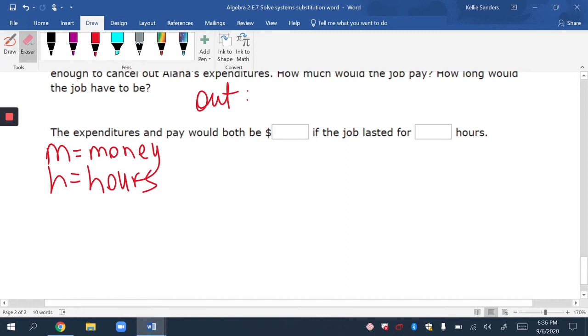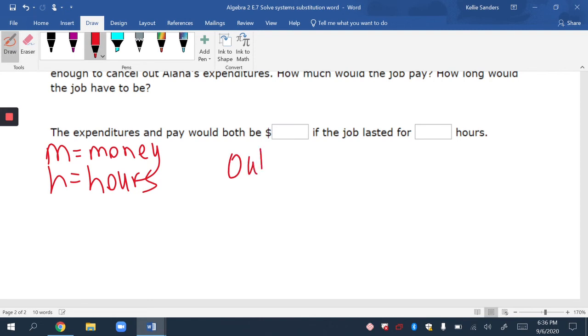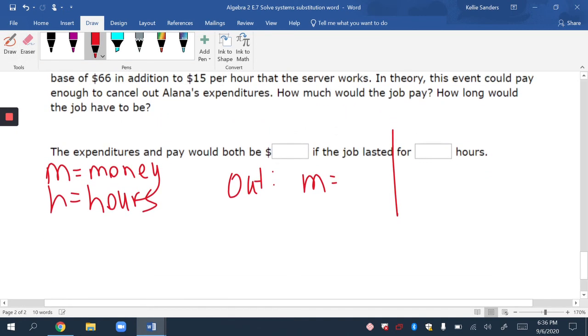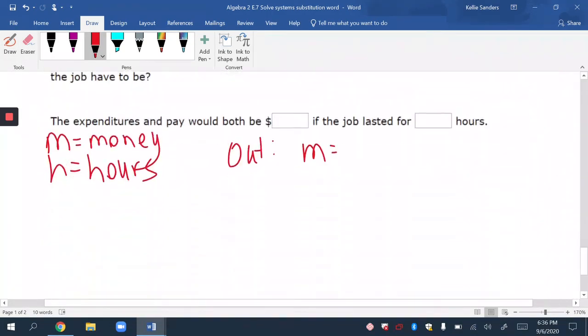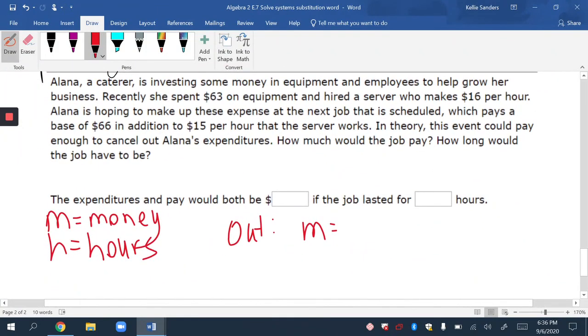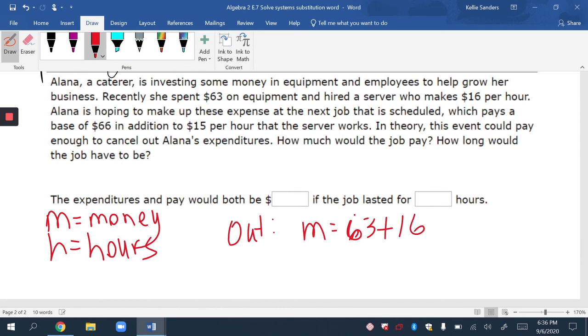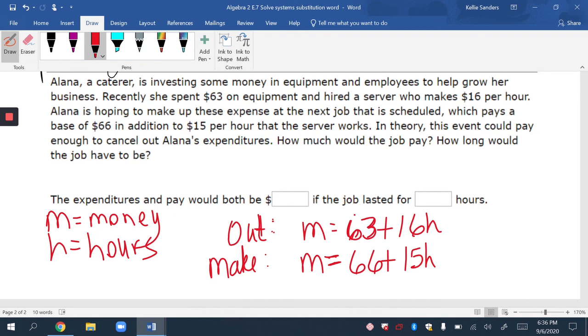Her money that she's out is $63. Then $16 per hour for her helper. But when she does that catering business, her money that's coming in is going to be $66 and $15 per hour. When are these going to be equal?